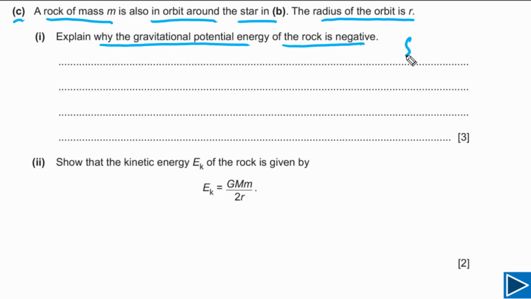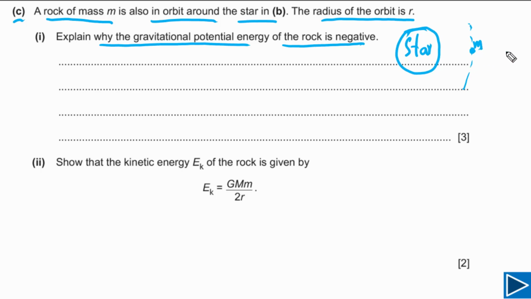Imagine that we have a star here. So this one is the star. This is a big, heavy object. And let's say in this orbit the rock is orbiting. So this one is the rock. So simply we can imagine that this one is the rock.